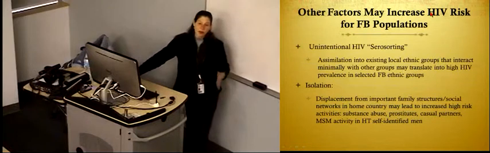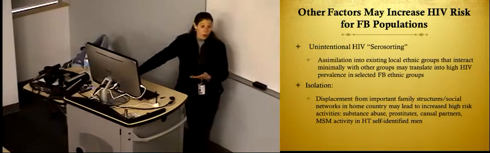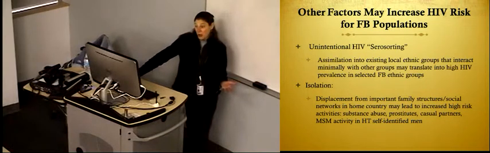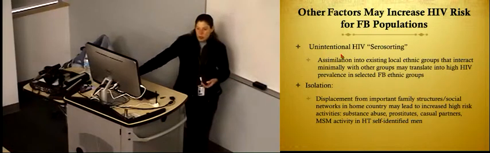But that's one thing, is that you come from a high prevalence area to a low prevalence area, and you say, okay, that's a good thing, so maybe now your risk is lower. Or you come from a lower prevalence area than the United States, like Mexico, and what about what I call unintentional HIV serosorting? So let's think about this.